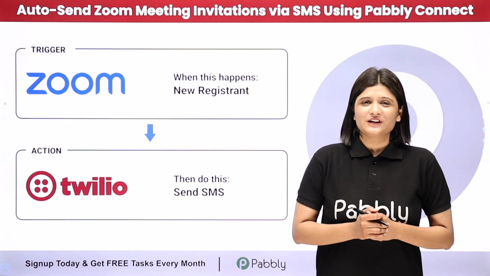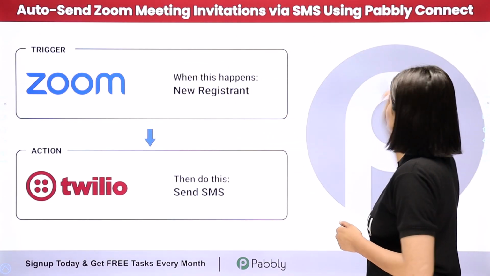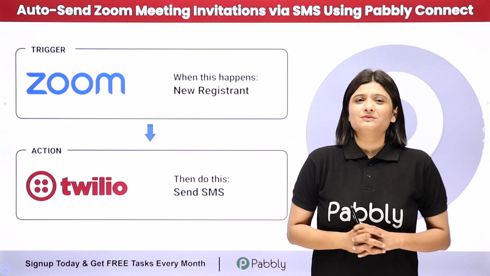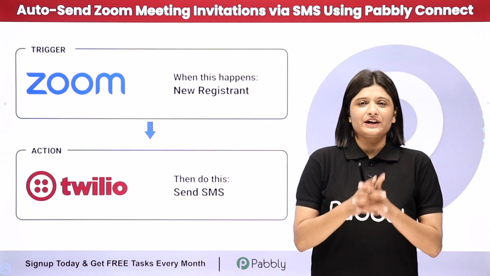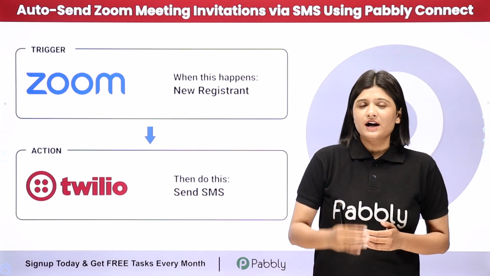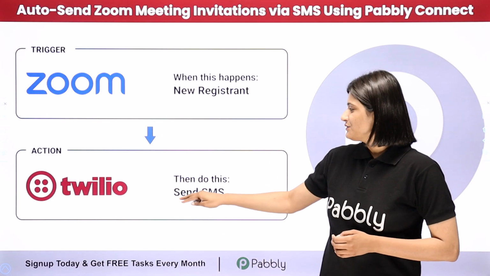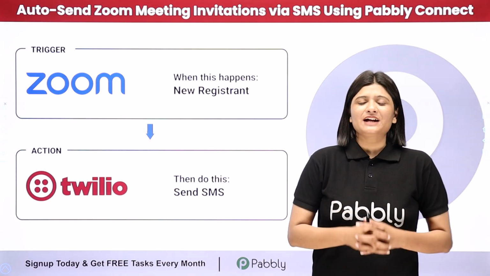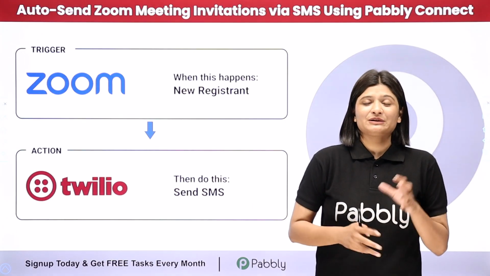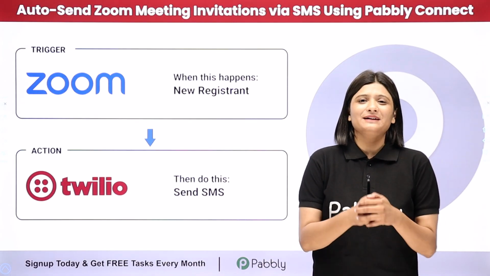In this video, we are going to learn how to auto-send Zoom meeting invitation via SMS using Pabbly Connect. Let's suppose I am running a business and I conduct regular meetings with the help of Zoom. I want that whenever there is a new registrant in that particular meeting, the meeting link should be sent using Twilio. Doing this manually will consume a lot of my time, so I have completely automated this process, and to do this automation I am going to use Pabbly Connect.